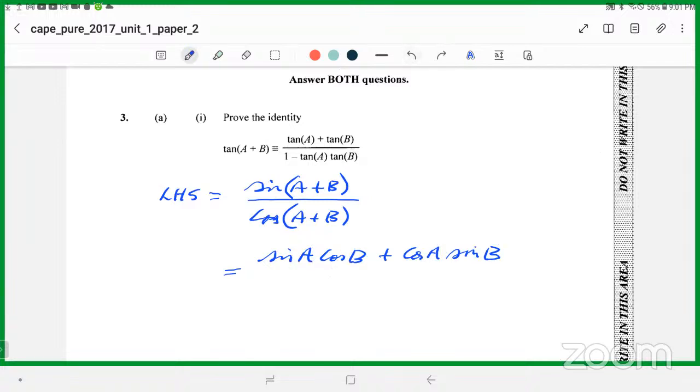Then on the denominator, the expansion of the cos compound angle is cos, cos, sine, sine.